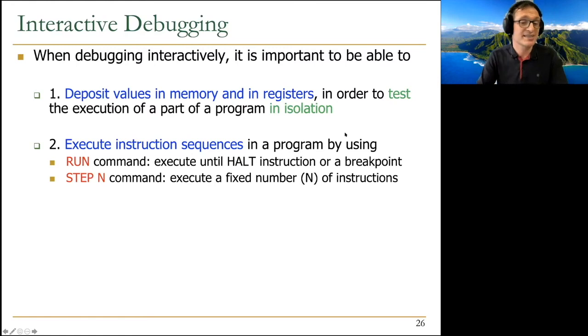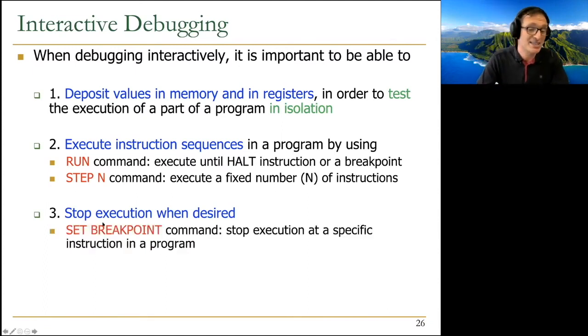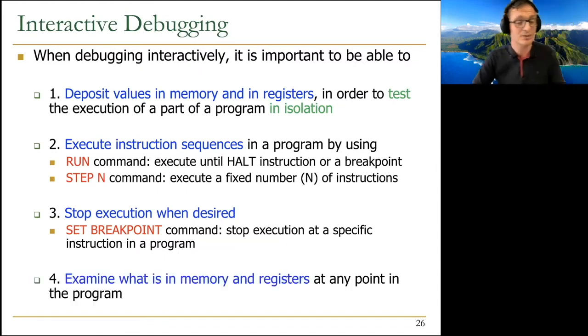So with the step N command, basically you can execute a fixed number of instructions. You could step 1, for example, and execute every instruction one by one, examine the results and see if what you expect is in the registers and memory. And you can stop the execution when desired in debugging clearly, right? You can do that with the breakpoint command, by stopping execution at a specific instruction. You set a breakpoint at a particular point where you want to examine the memory and register values. And after this, you can examine what's in memory and registers at any point in the program if you have this infrastructure. That way you can step through the program. So this is very useful clearly.